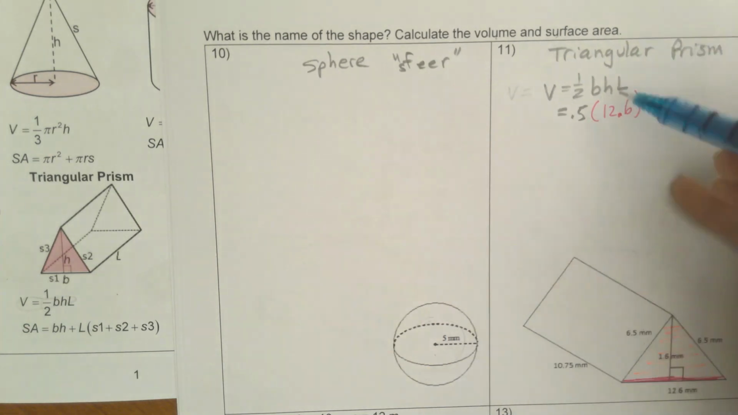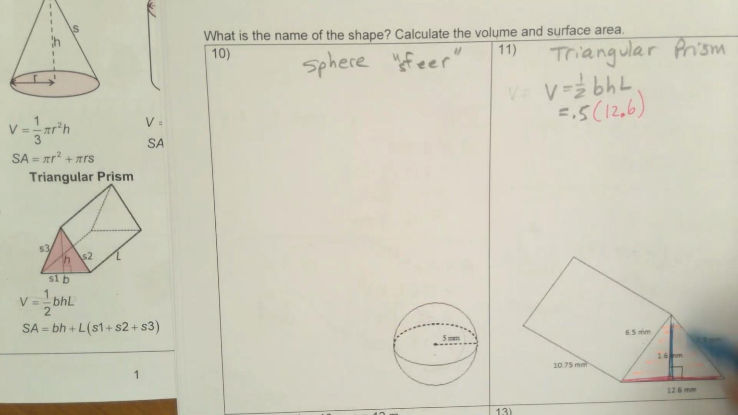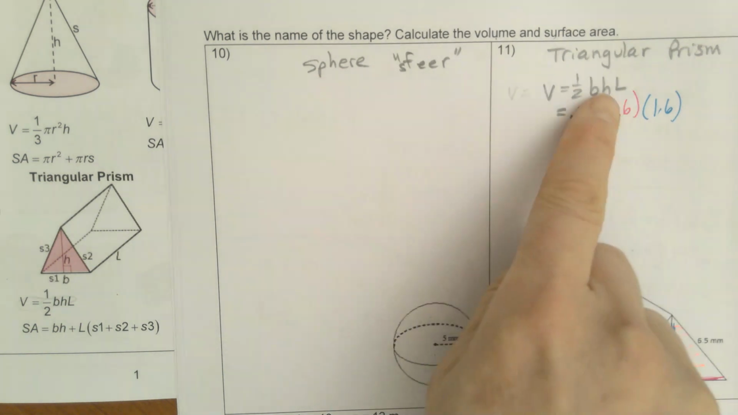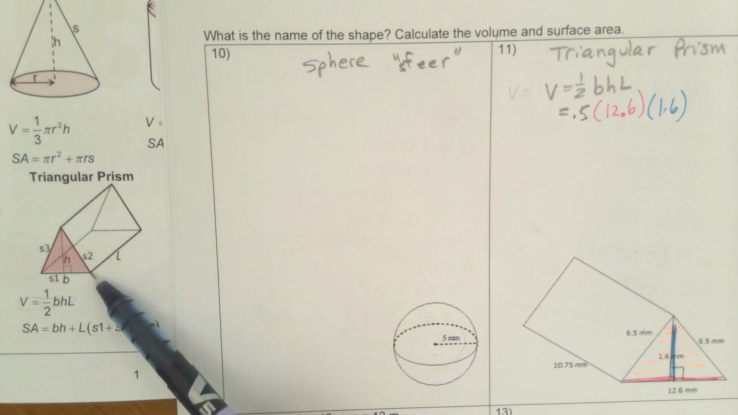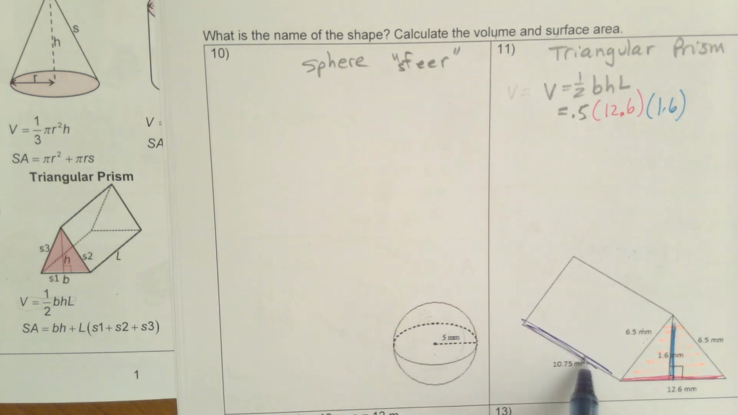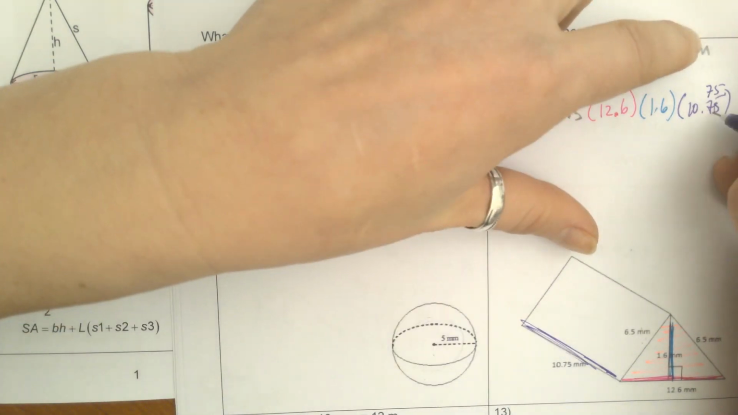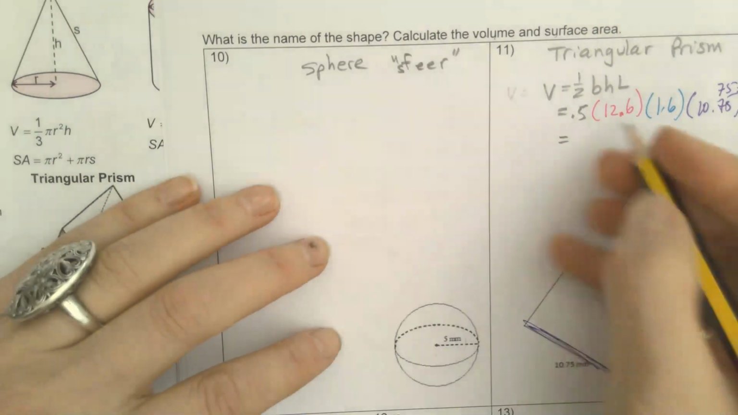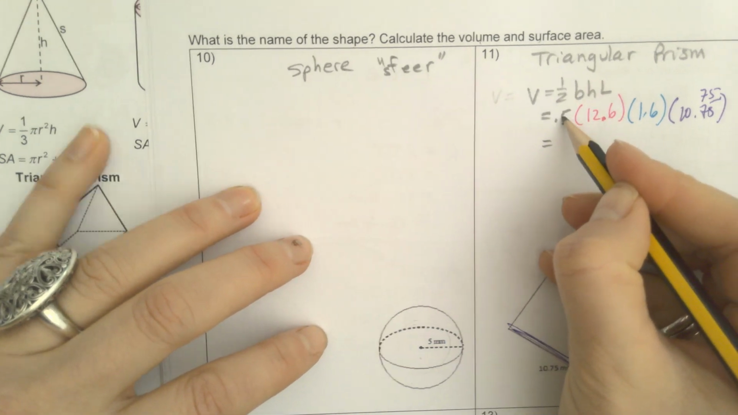H stands for the height of the little triangle. So here's the height of my little triangle. So that's 1.6. And then big L, if we look here, big L is the length of the prism. So here's the length of my prism, which is 10.75. That's very messy. That's a 7.5, okay? So let's put it in the calculator. You can use a fraction half or a decimal half. It doesn't matter. It's up to you.